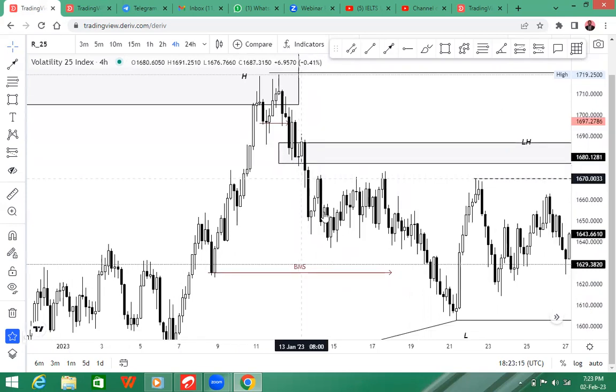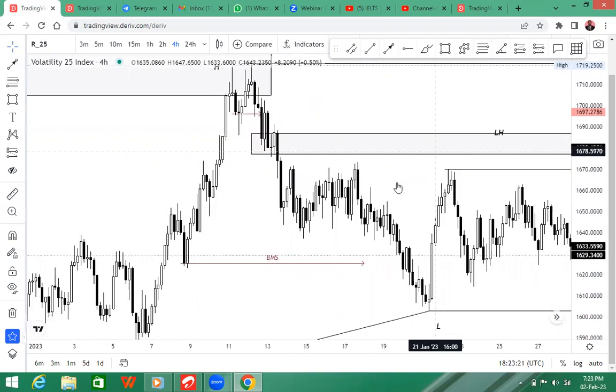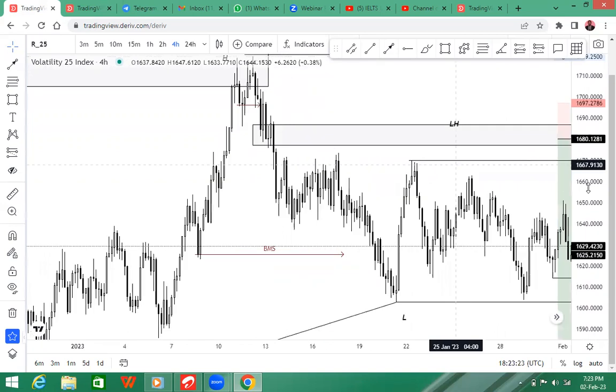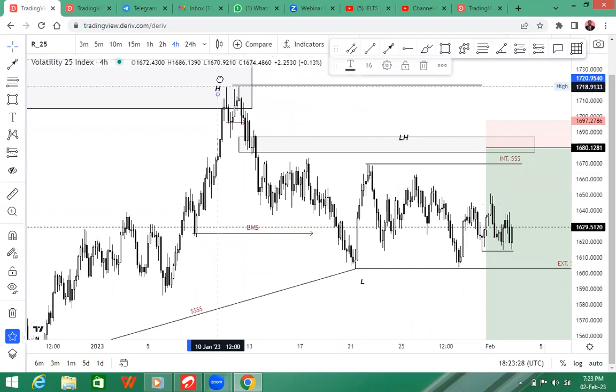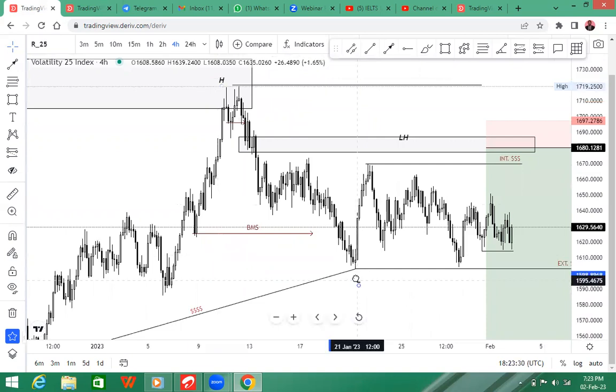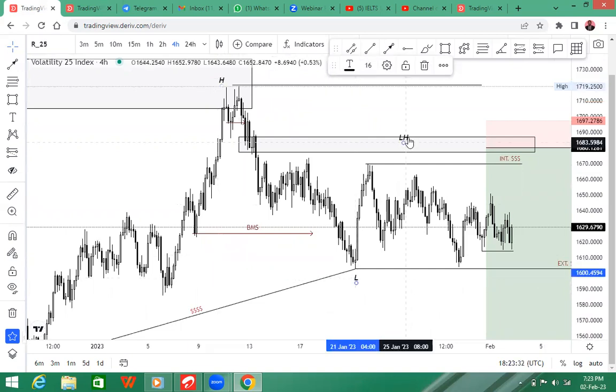And price gave us this. This is a double top. Price didn't really do much here. So there's still a smart money cube here that has not been captured. So this is my high. This is my low. Now I'm going to have a lower high here to have a lower low down. That's what I see here. So let's go to Boom 1000.